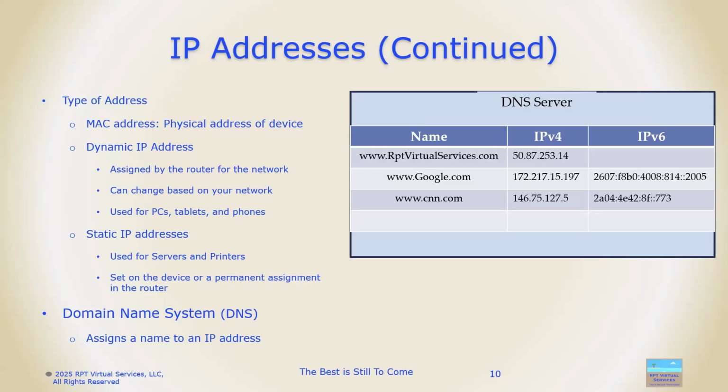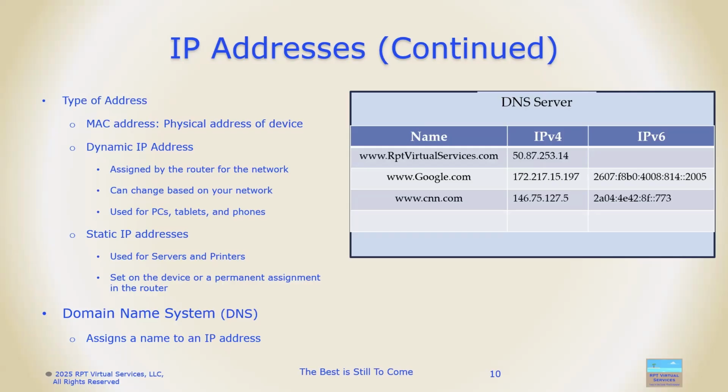And the IP address can be either dynamic or static. Dynamic IP addresses are assigned by the router for the network, and they can change based on your network, or even if you leave for a while and come back, you could get a different IP address. And that's what we use for all of the PCs, tablets, phones.